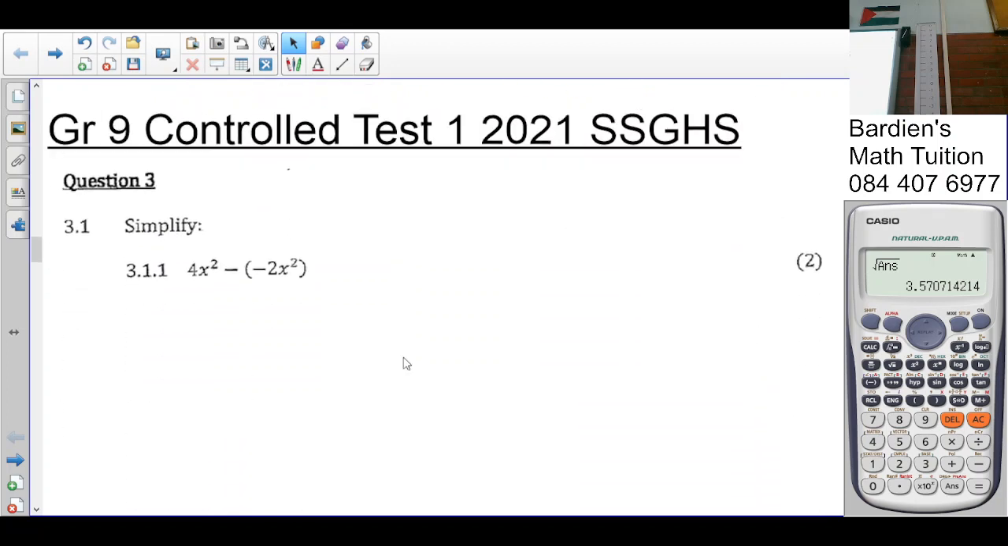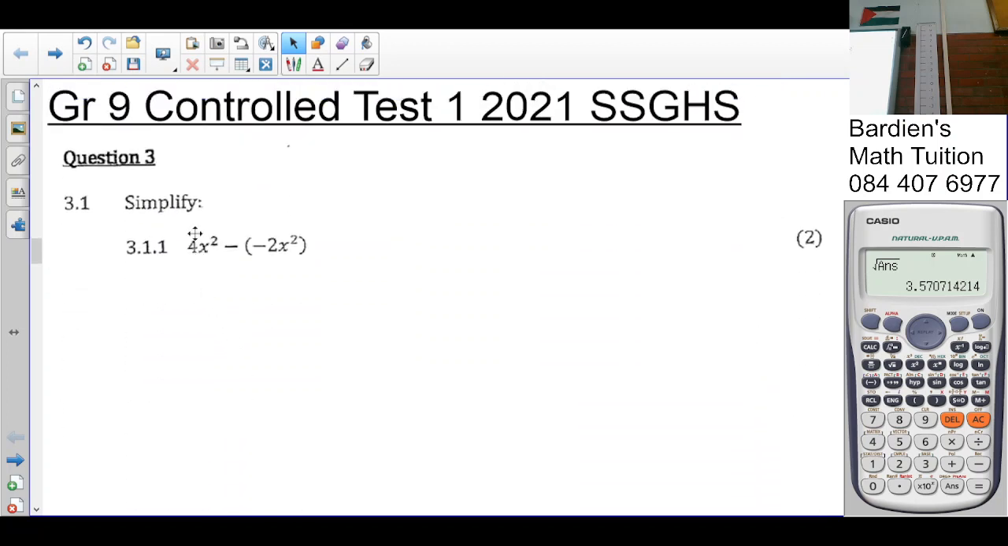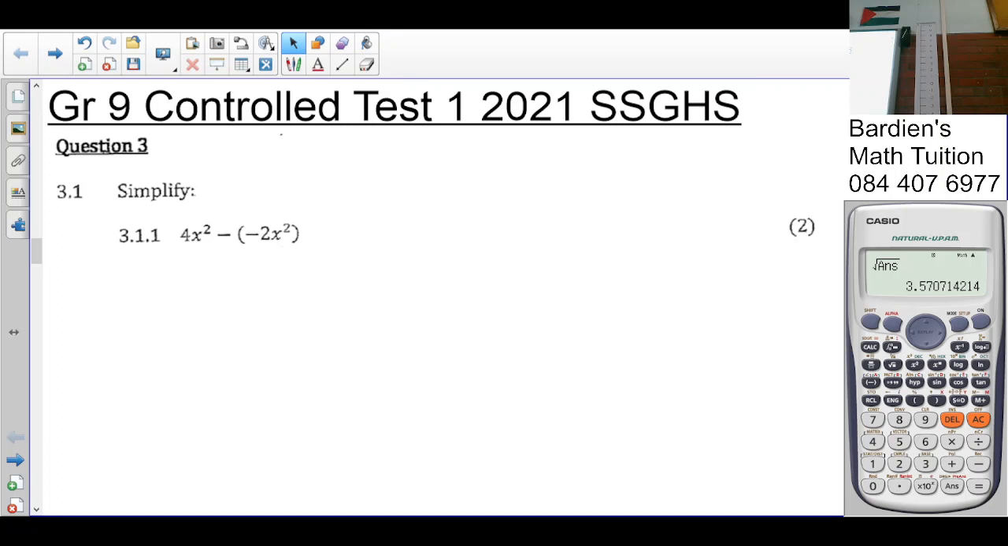Let's look at the example. It's question 3.1.1. Let's say simplify. So we must get rid of the brackets now. So let's multiply. We got 4x squared. What's negative times negative? Positive 2x squared. What is 4x squared plus 2x squared? 6x squared. Okay.